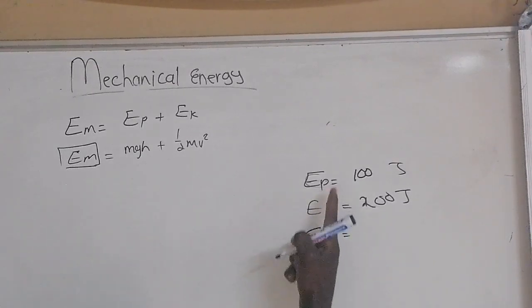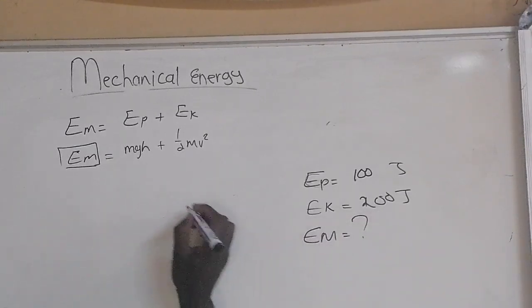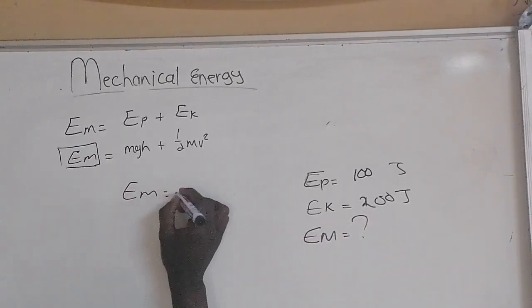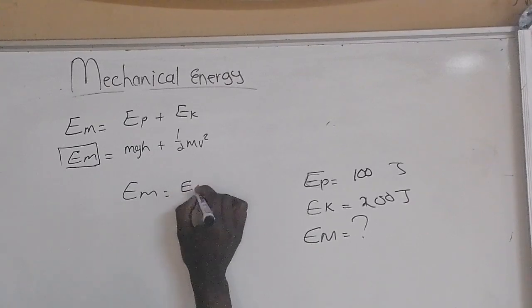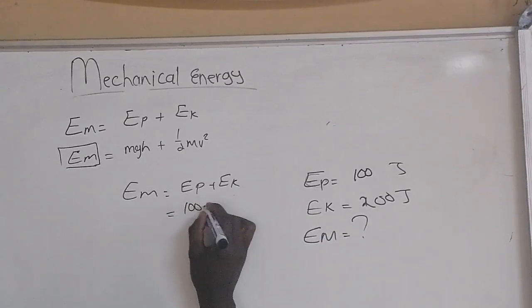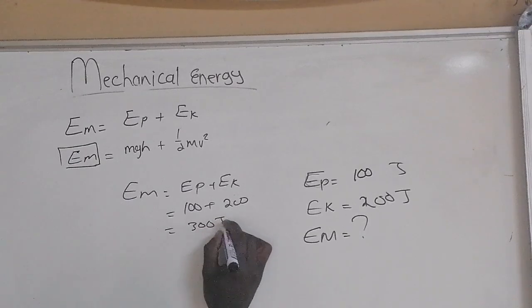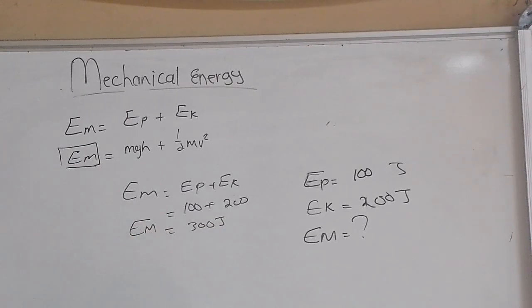Now here, let me say we're given a statement like this, that you are given EP as 100 joules and EK as 200 joules, and they want you to calculate EM. What are you going to say? EM equals EP plus EK. EP equals 100 plus EK, which is 200. It means that EM will be 300 joules, because EM is the sum, or the addition, of EK and EP. I hope we are together there.